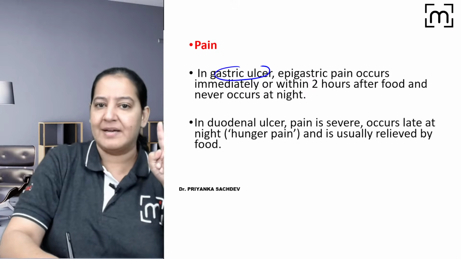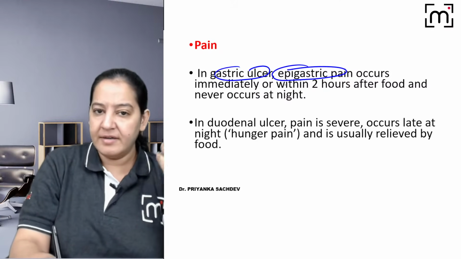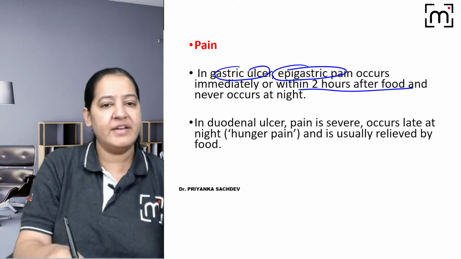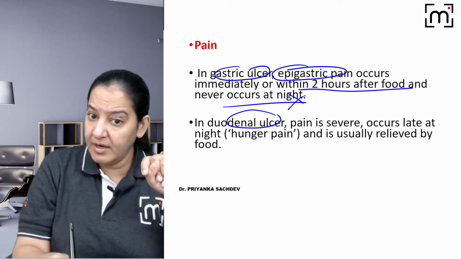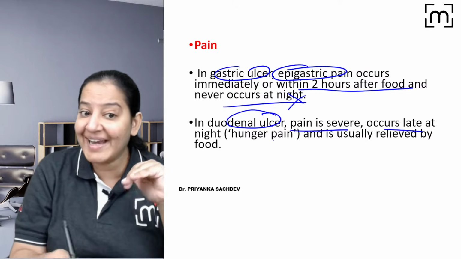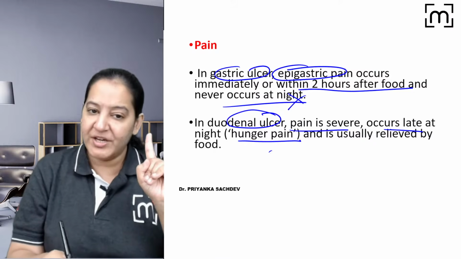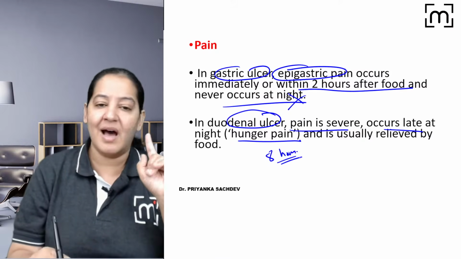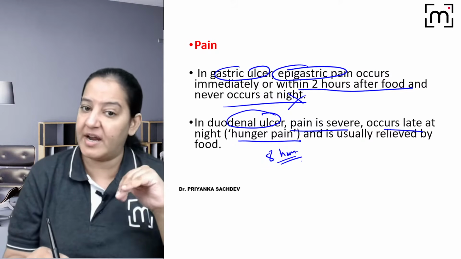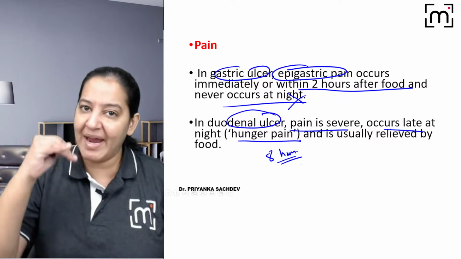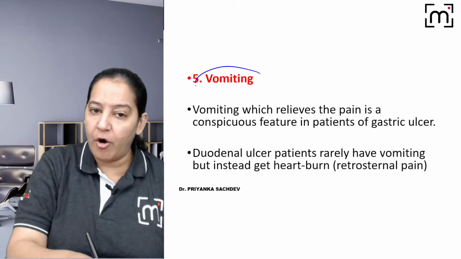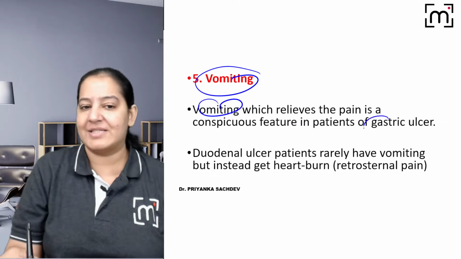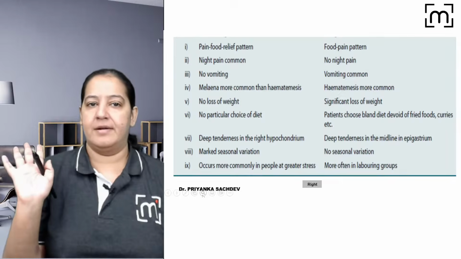Pain we have already understood. In gastric ulcer, epigastric pain is there, and it occurs within 2 hours after food. It never occurs at night. But in duodenal ulcer, pain is more severe and occurs late at night. It is known as hunger pain. The patient has been hungry for the last 8 hours, not eating anything during the night. That's why the patient has pain. After that, vomiting. Vomiting is more common in gastric ulcer. It is less common in duodenal ulcer.